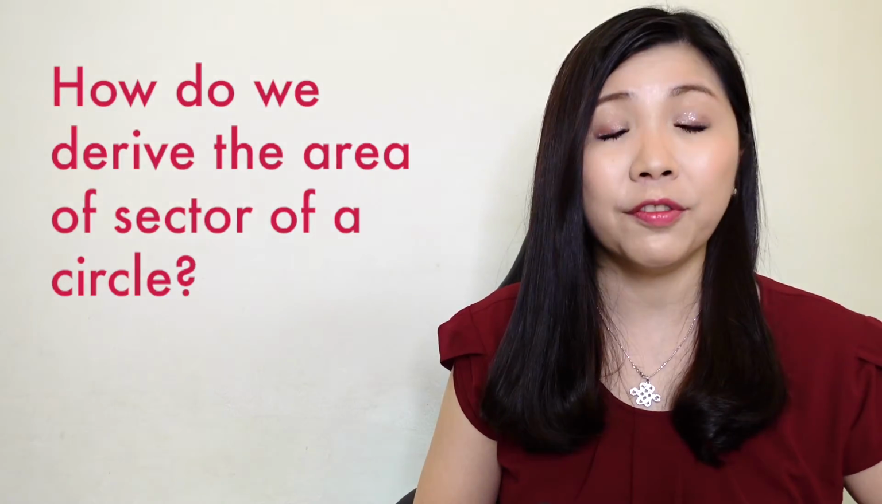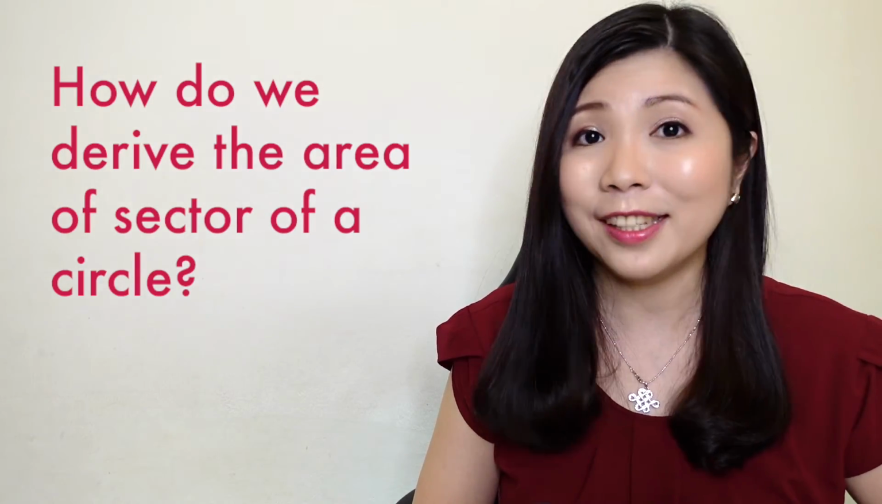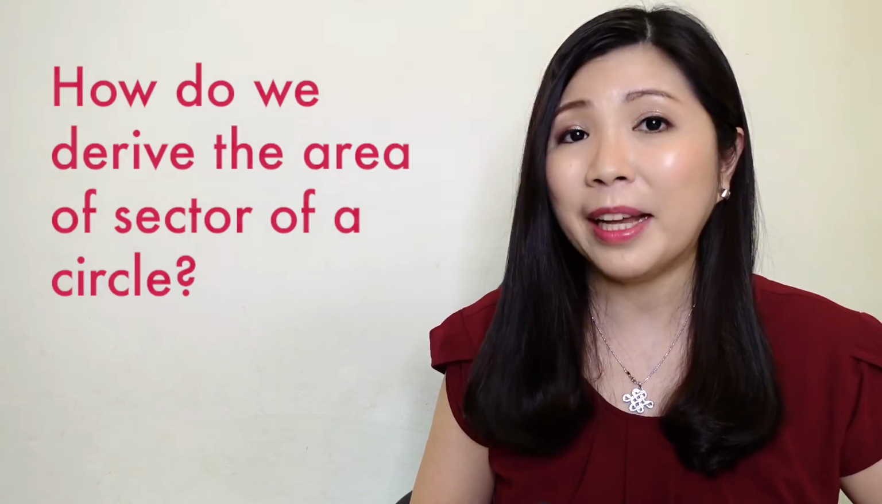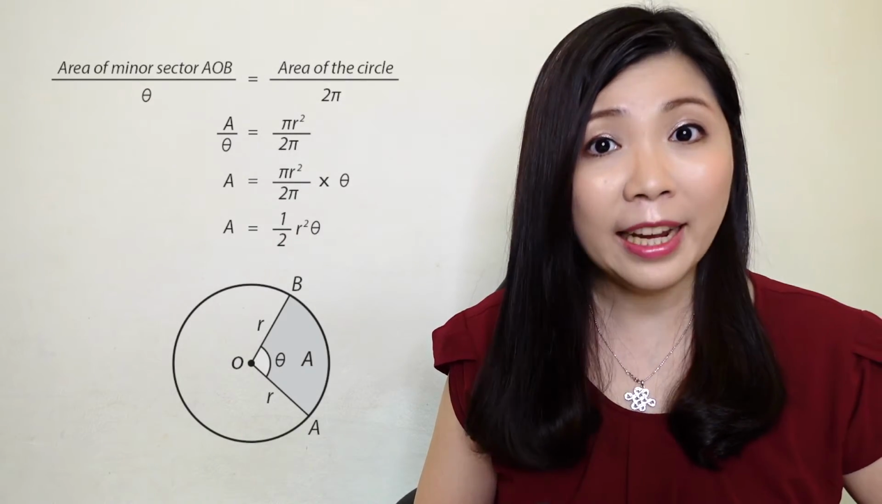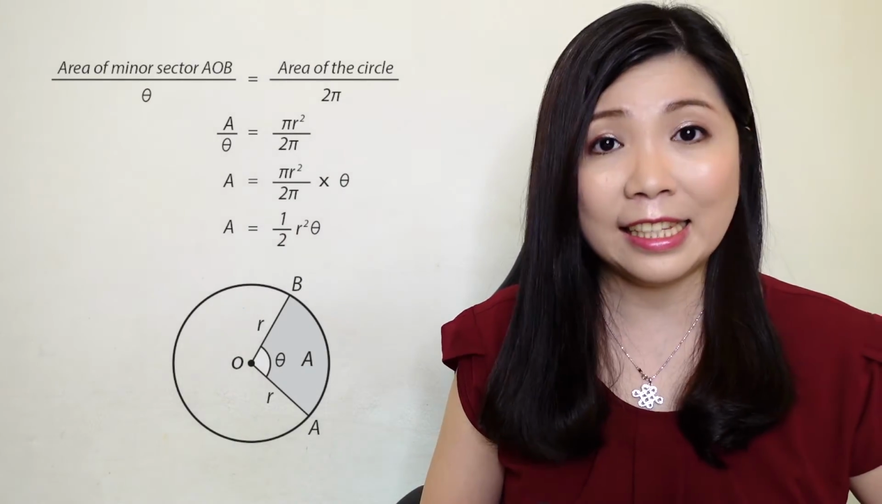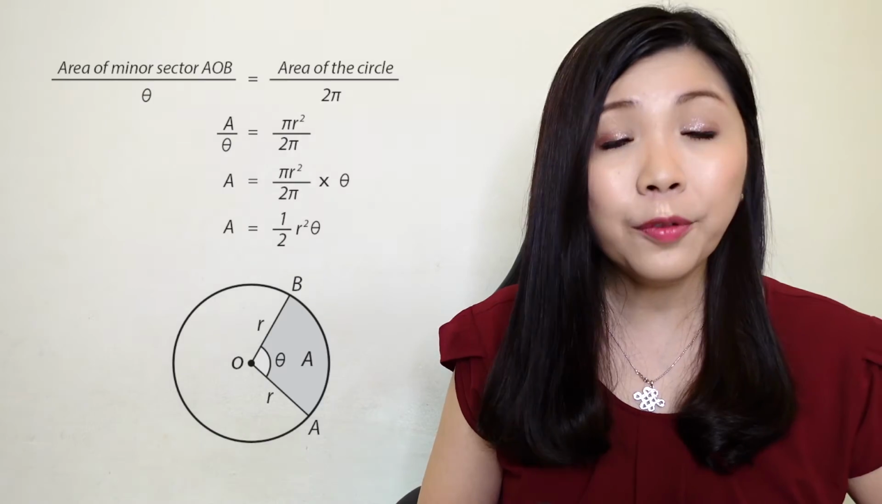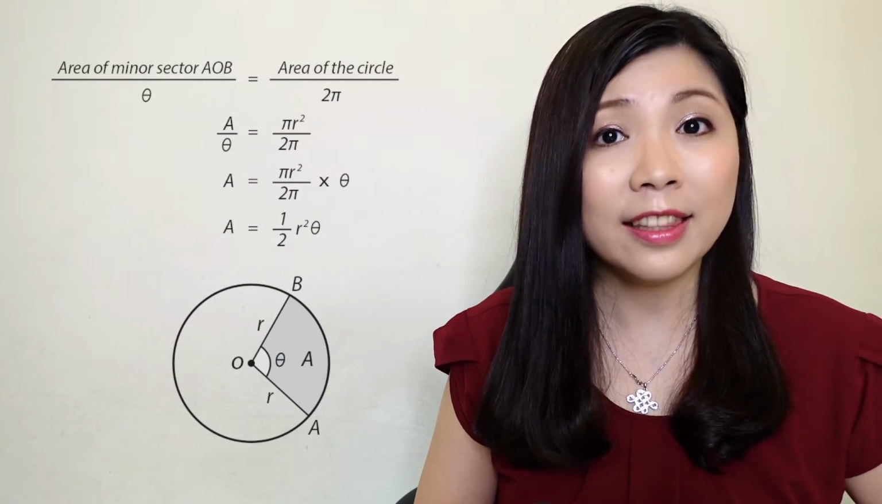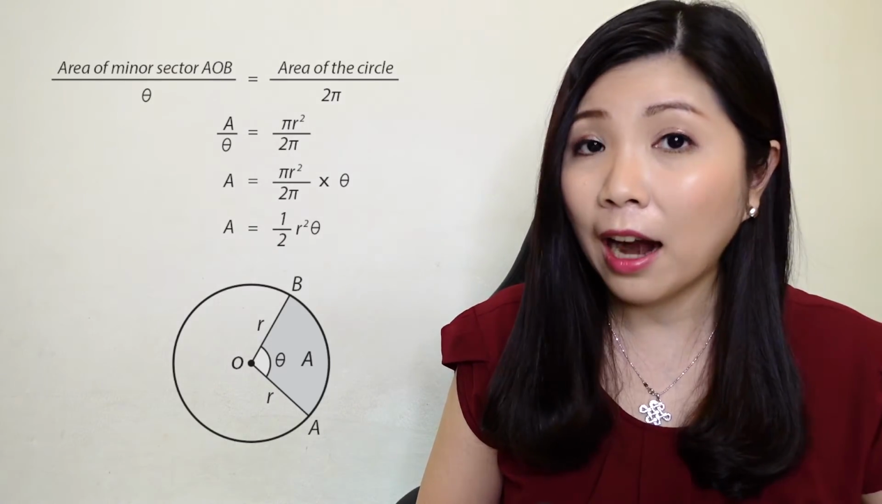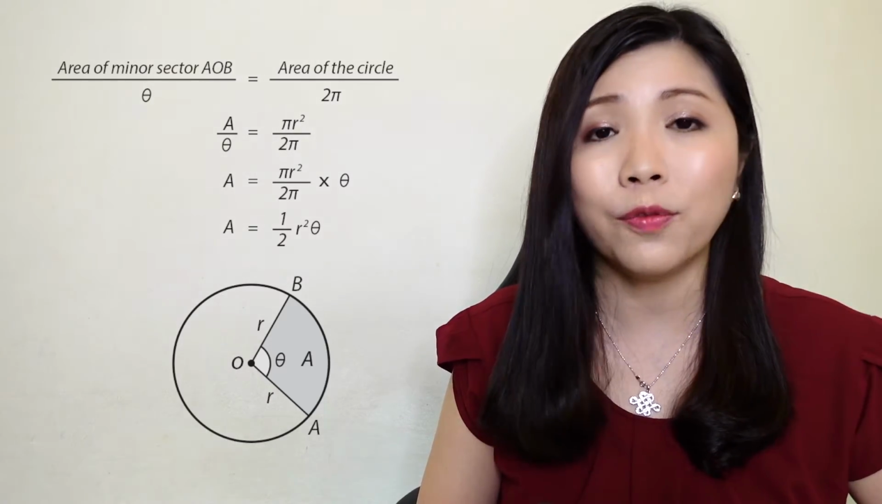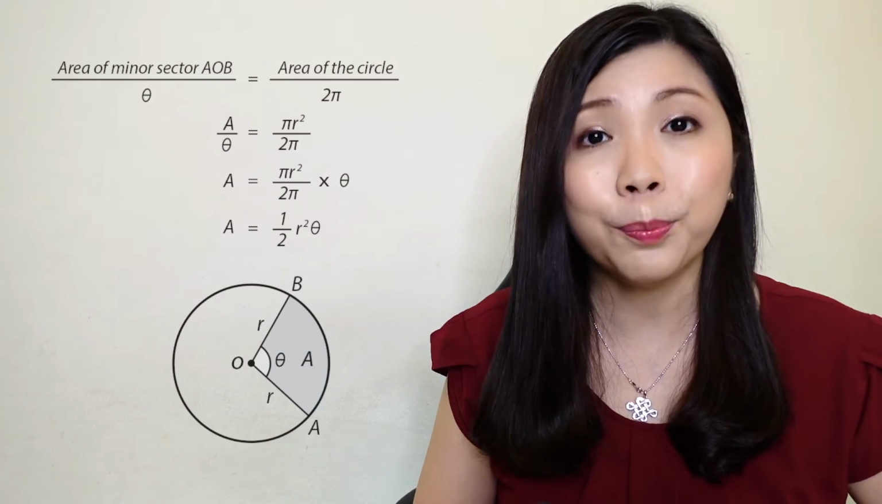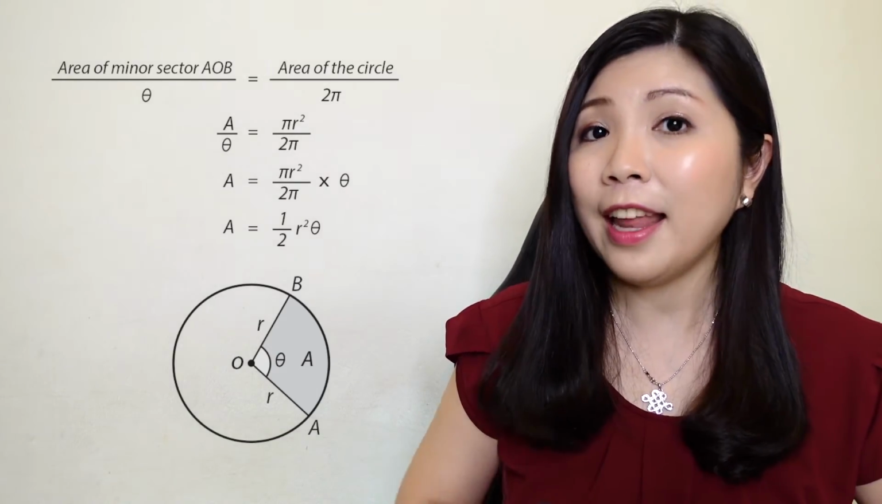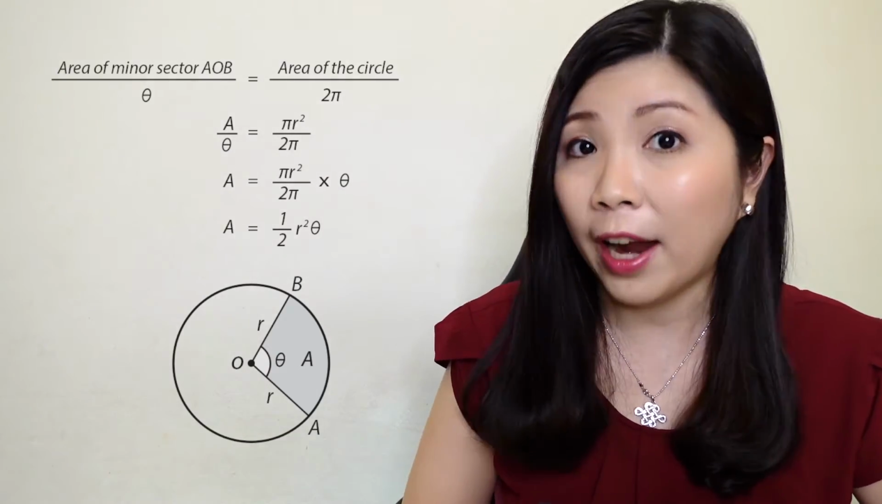So how do we derive the formula for the area of a sector of a circle? Let me explain to you step by step. Area of minor sector AOB over theta equals area of a sector over 2 pi. So A over theta equals pi r squared, which is the formula for the area of a circle, over 2 pi. Okay, to find A, we move the theta over to the right hand side.